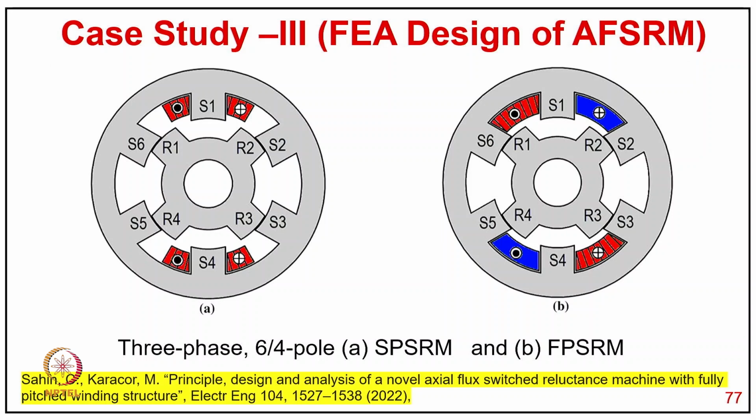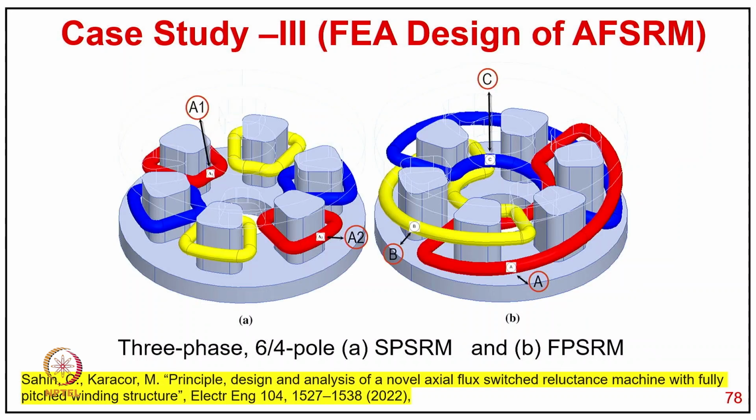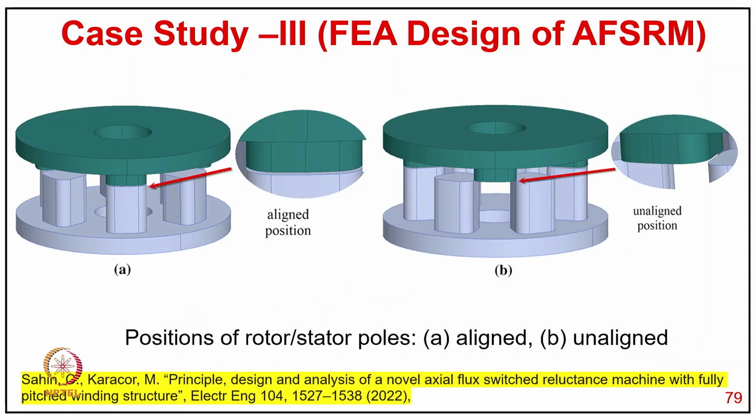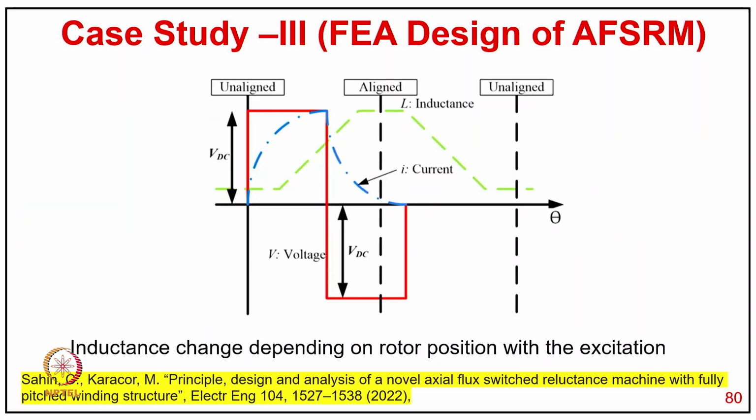And typically you can see the 3-phase 6/4 motor for full pitch winding, and how the short pitch winding looks, the winding structure, and how the full pitch winding and the short pitch winding look for 6/4. And just to give you an idea for the axial flux machine, the position of rotor and stator pole aligned and unaligned condition, and then typically the inductance change due to position.